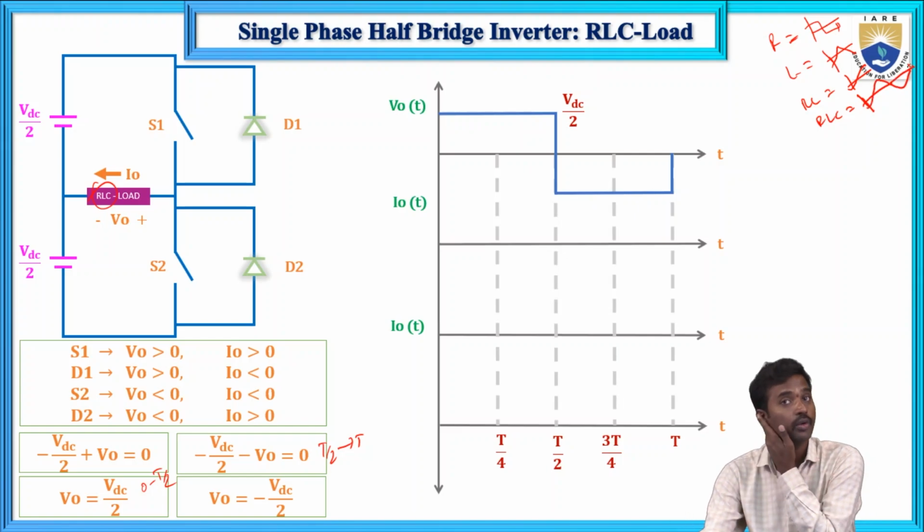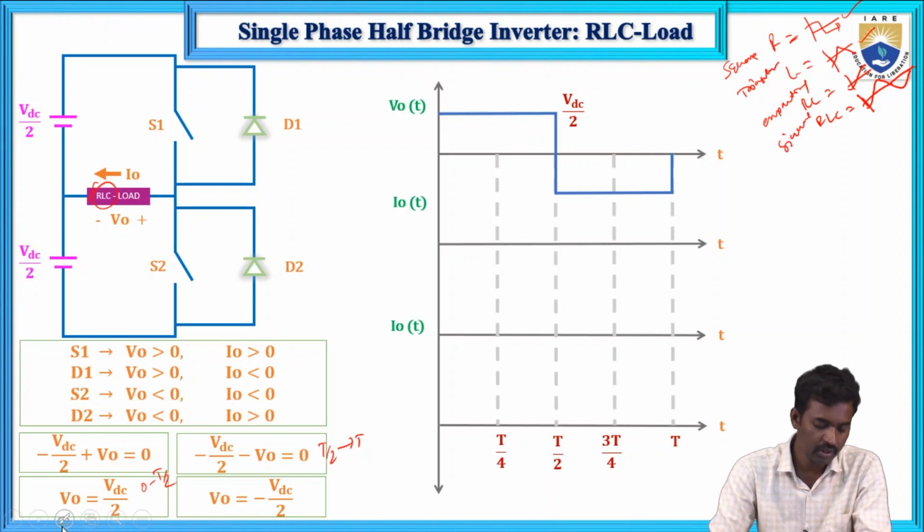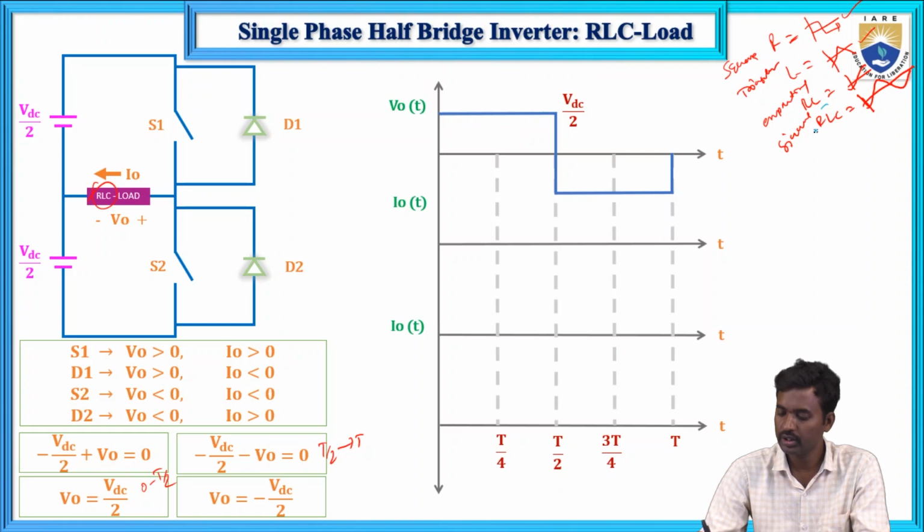Sine wave. If any DC excitation is given to an R type of load, that is always a square wave, and if any DC excitation is given to a pure inductive load, that is triangular. So this is a square, this is the triangular, this is the exponential, and this one is a sine wave. This much is clear. So this is for R load, RL load, L load, and LC load.